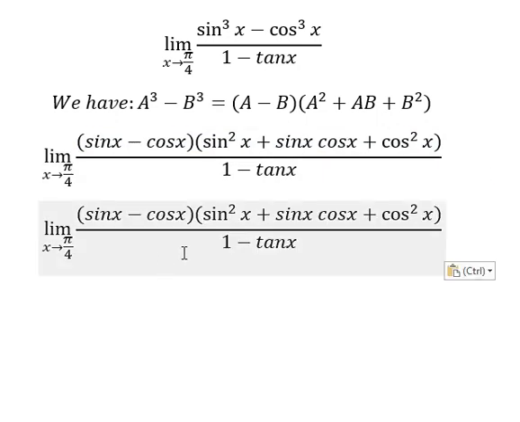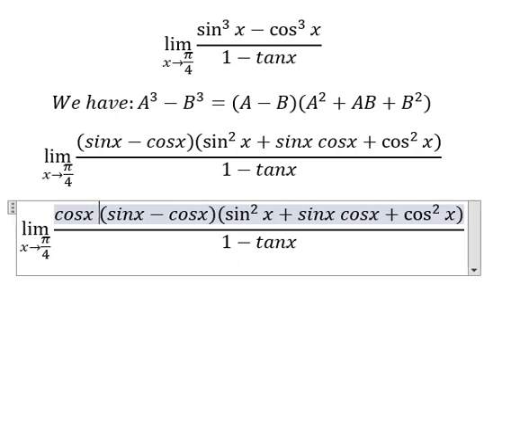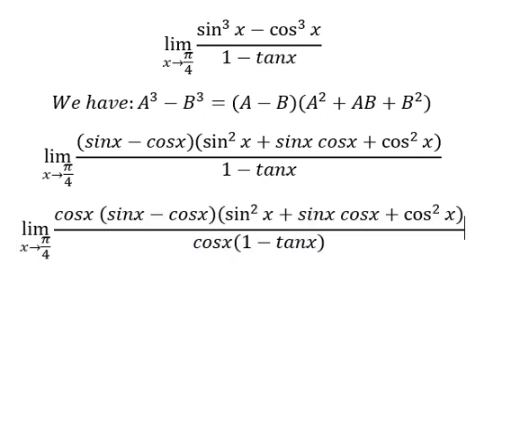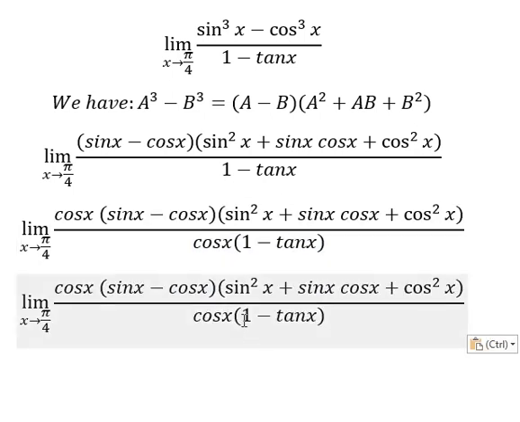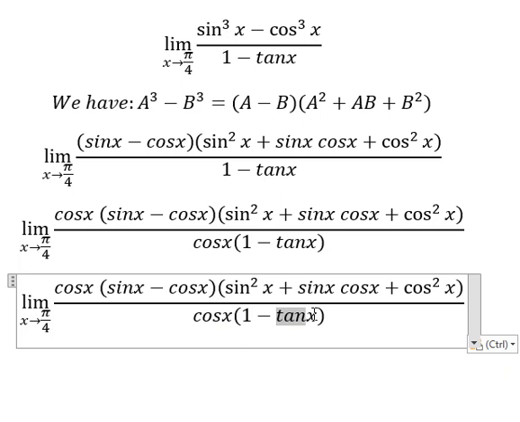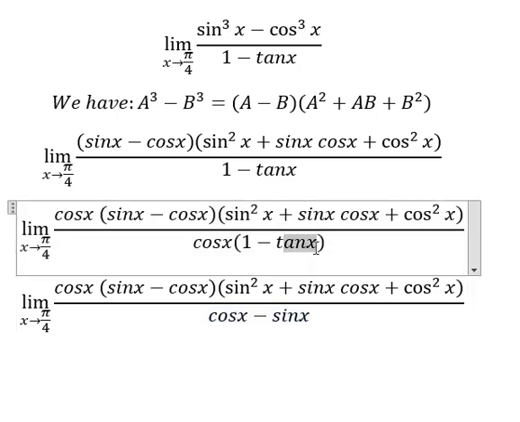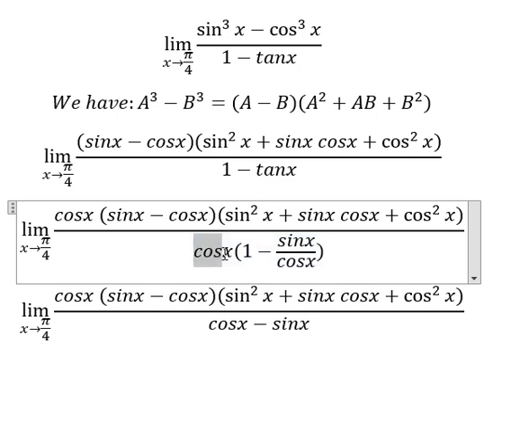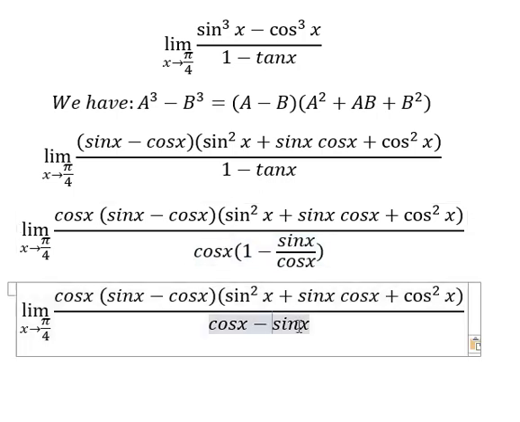Next, we need to multiply by cosine x on numerator and denominator. So cosine x multiplied by number 1 and tan x, and this one that is about cosine x minus sine x, because tan x is sine x over cosine x. So this one multiplied by this one, so we have sine x.